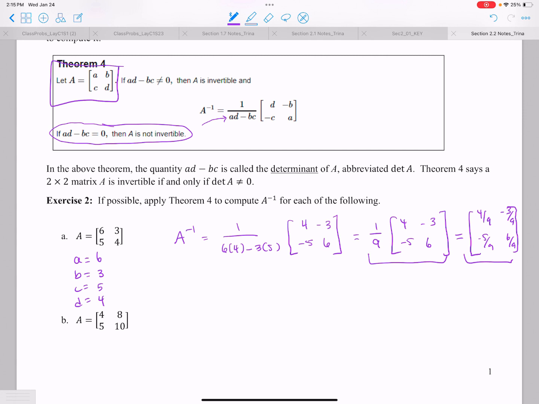So why don't you go ahead and find the inverse for the next one. Hopefully, as you computed it, you saw that you got 40 minus 40, which is a 1 over 0, so I don't even care what goes in the matrix. This does not have an inverse, so A inverse does not exist.